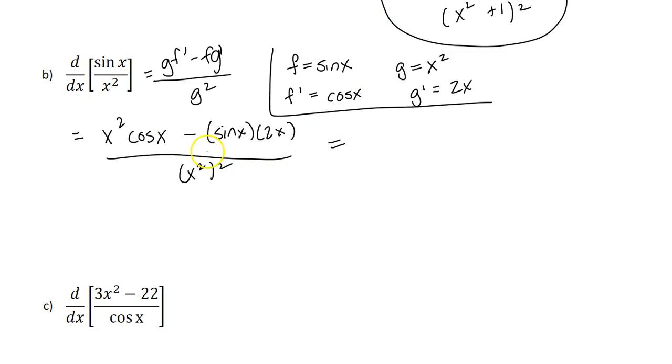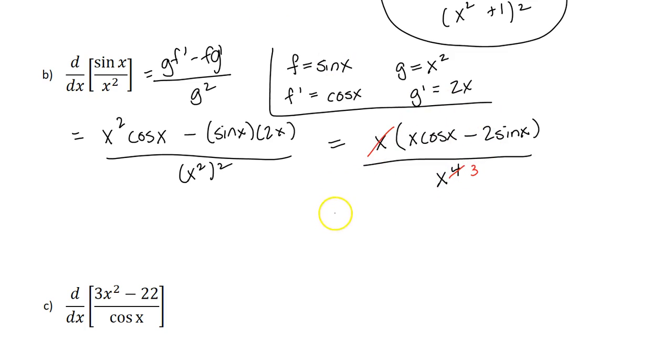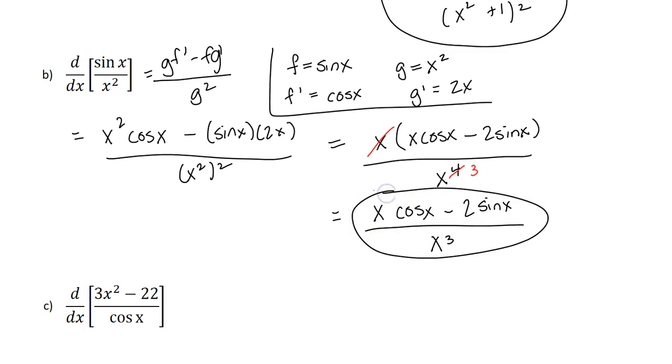So I can factor an x out of the top, which will leave me with x cosine of x minus 2 sine of x, and the bottom simplifies to be x to the 4th. And from there, I can cancel one of the x's on the bottom with the one on the top. So my answer is actually x cosine of x minus 2 sine of x divided by x cubed. And that is my answer. Now if you want to divide through by the x cubed, you can, but you don't have to.